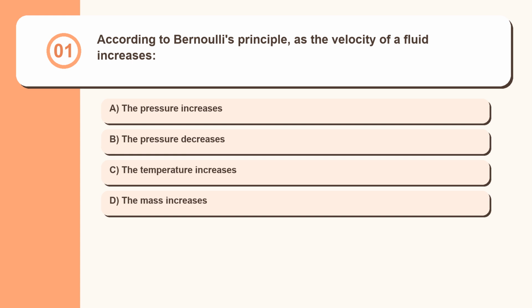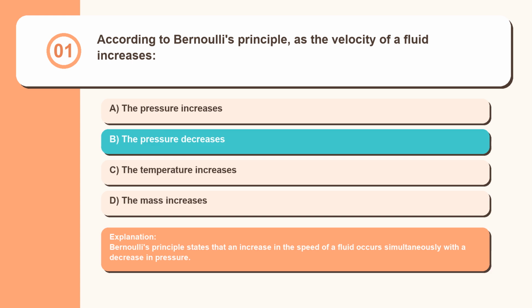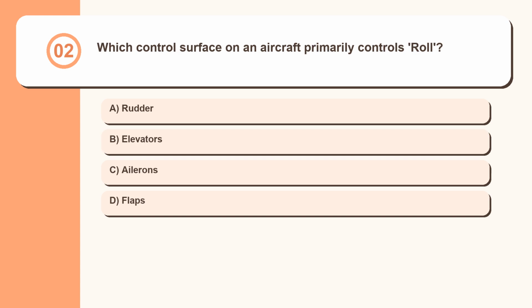Question 1. According to Bernoulli's principle, as the velocity of a fluid increases, the pressure increases, the pressure decreases, the temperature increases, the mass increases. Bernoulli's principle states that an increase in the speed of a fluid occurs simultaneously with a decrease in pressure. Question 2. Which control surface on an aircraft primarily controls roll? Rudder, elevators, ailerons, flaps?